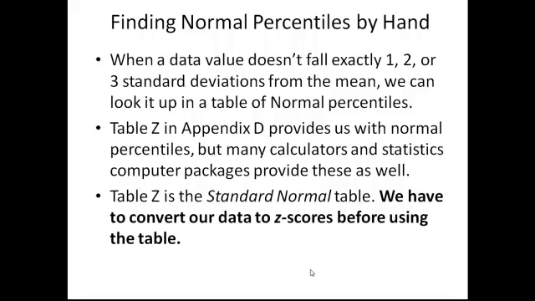You know, when our data doesn't fall exactly 1, 2, or 3 standard deviations above or below our mean, all we had before was the 68, 95, 99.7 rule. There's a more sophisticated table called Table Z, and it's in the appendix of our book, in Appendix D, and actually provides us with what we call normal percentiles. And lots of calculators and computer packages do this as well. I prefer the table itself, the paper table. So I'm going to show you how to use the normal table in the next few slides. Now keep in mind, in order to use Table Z, you have to first convert your data, whatever unit it might be in, ours is in beats per minute, you have to convert your data to a Z-score, or what we call our standard score.